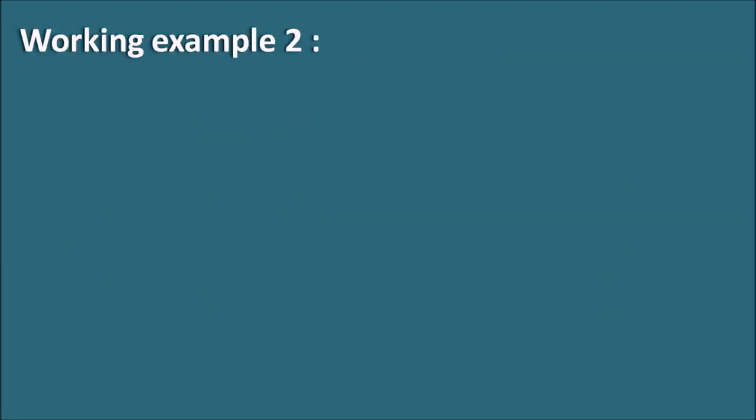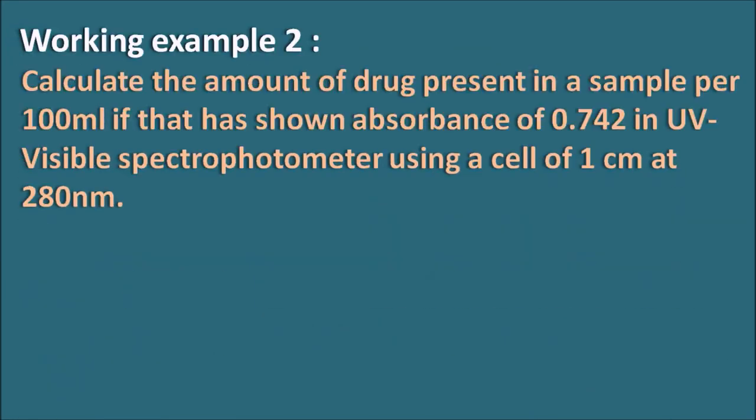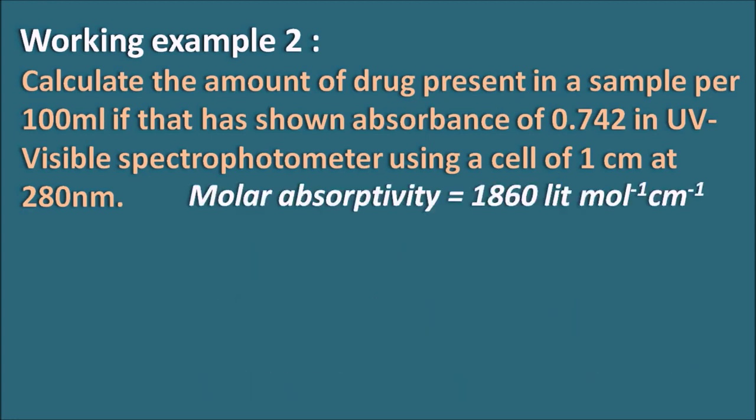Now let us go with working example 2. Calculate the amount of the drug present in a sample per 100 ml if it has shown an absorbance of 0.742 in a UV visible spectrophotometer using a cell of 1 cm at 280 nanometers. The molar absorptivity of the drug is 1860 liter mole inverse centimeter inverse and the molecular weight is 153.